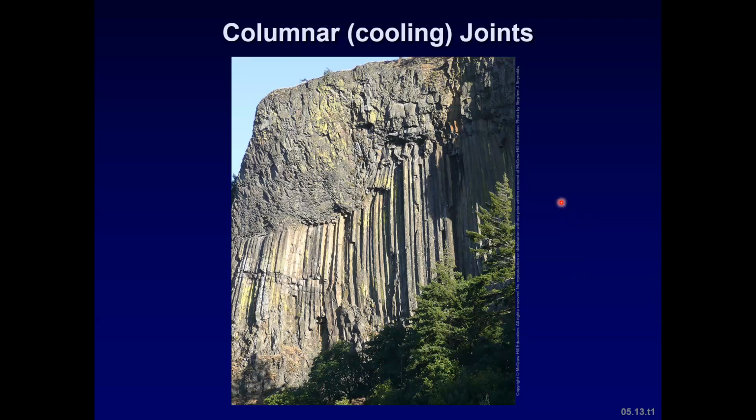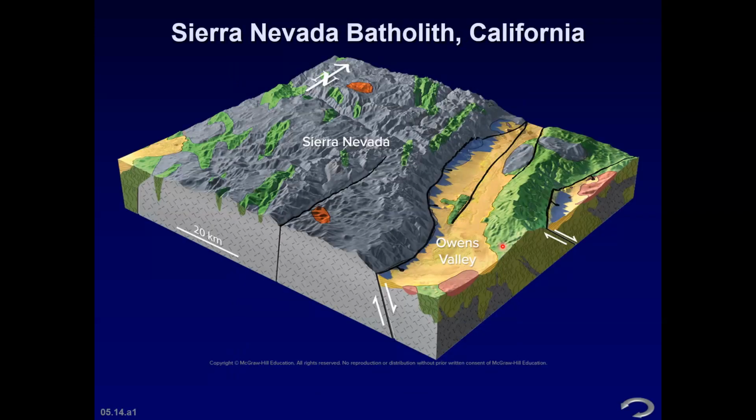You can also have jointing exhibited in igneous rocks. We call that columnar cooling joints. That's what happens when you have a hot but solid igneous rock contracting as it cools. And usually those columns have 5 or 6 sides. They look really stunning. This is in Oregon. You can find them in Montana as well. Happens when it cools.